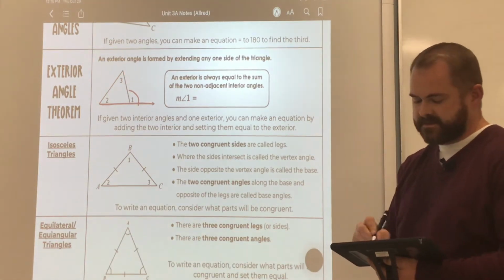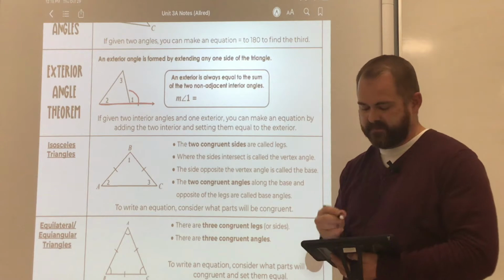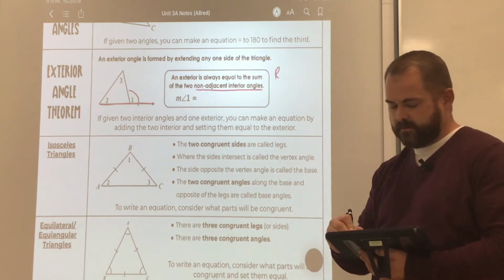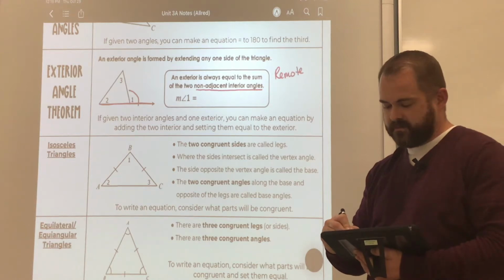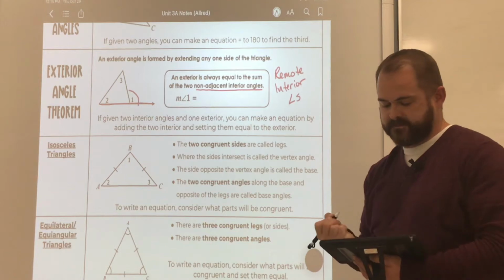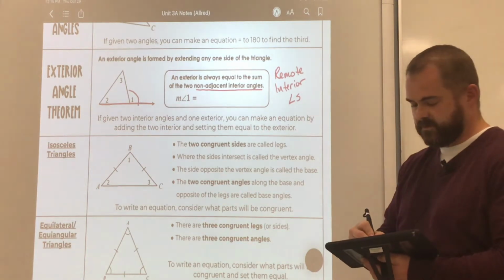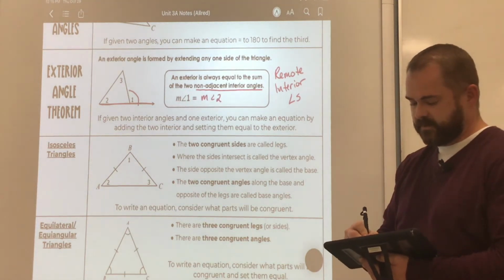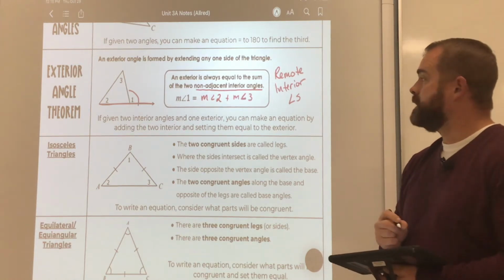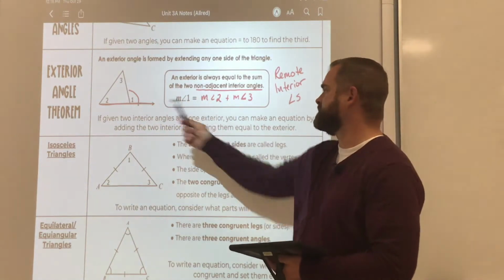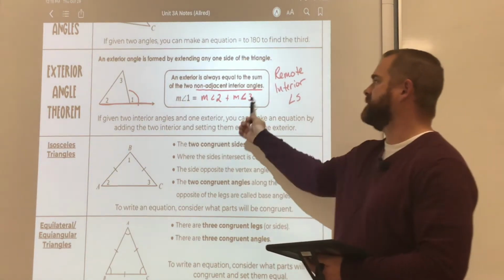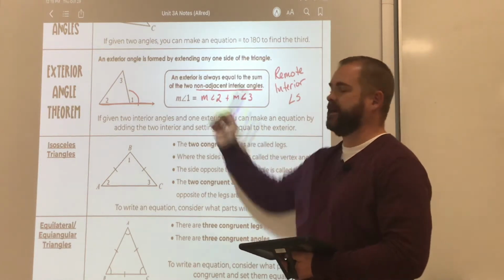An exterior angle is always equal to the sum of the two non-adjacent interior angles, which we call remote interior angles. So in this case, the measure of angle 1 is equal to the measure of angle 2 plus the measure of angle 3. And if we're given two interior angles and one exterior, then we can always make an equation by adding the two interiors and setting them equal to the exterior.